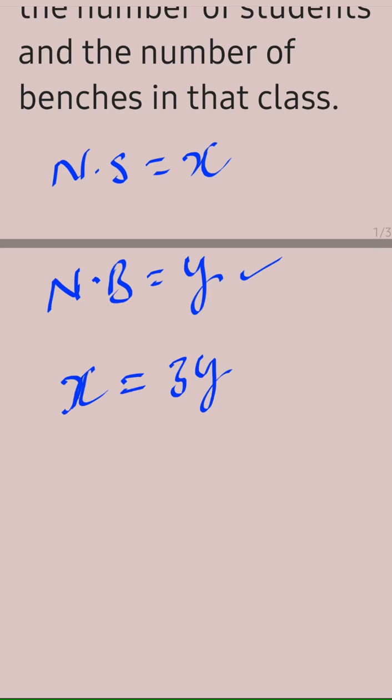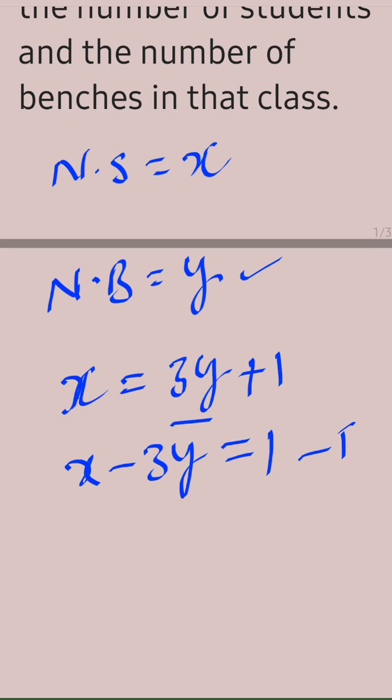After that, one student is left, they said. Even if we multiply 3 with the number of benches, one student is left. That means one more student we have to add to 3y. So in this way we can make the equation. For example, x minus 3y is equal to 1. This is the first equation. So are you getting my point or not? Once you see here, 3y plus 1, how I am writing, I'll explain once again.